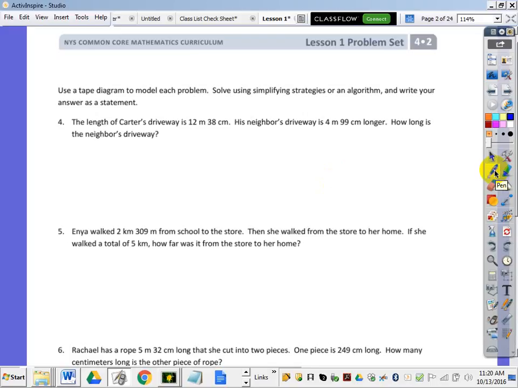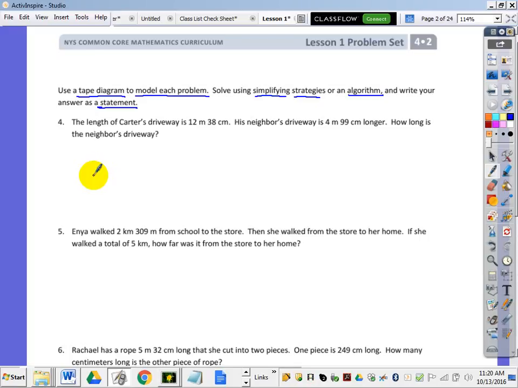We're going to use a tape diagram to model each problem. I'm going to solve it by simplifying strategies or an algorithm, and I'm going to write my answer as a statement. They've given me at least an inch to do that, so I've got plenty of room. I wouldn't want more, maybe less would be better.